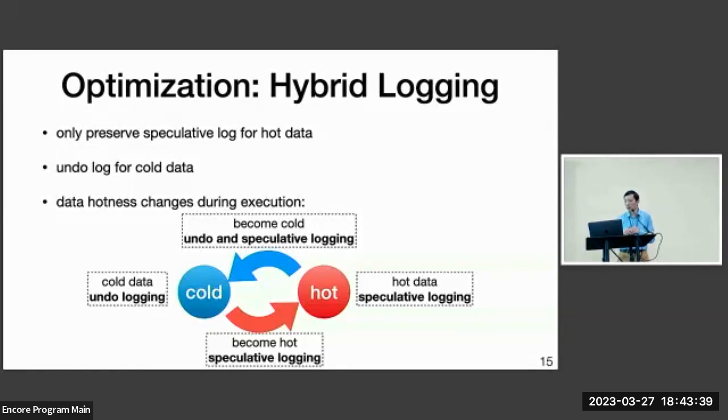And we also have an optimization called hybrid logging. The purpose of doing this is still to reduce the logging space overhead. How do we do that? We separate the data in the program into cold data and hot data. For the cold data, we use undo logging, the traditional undo logging. And for the hot data, we use our speculative logging approach.